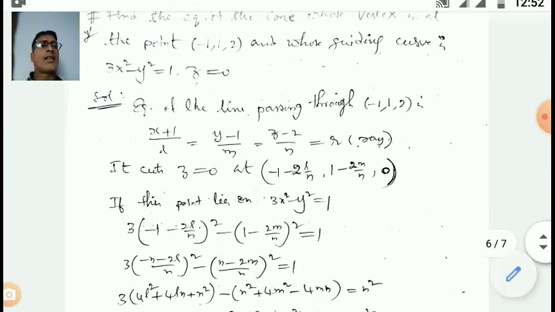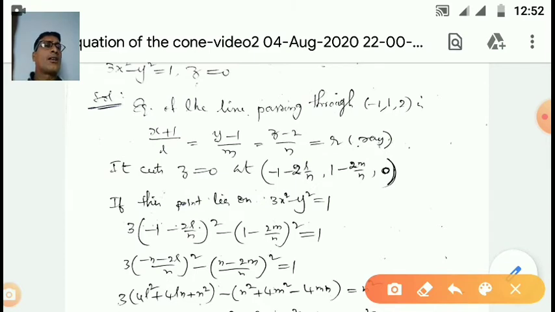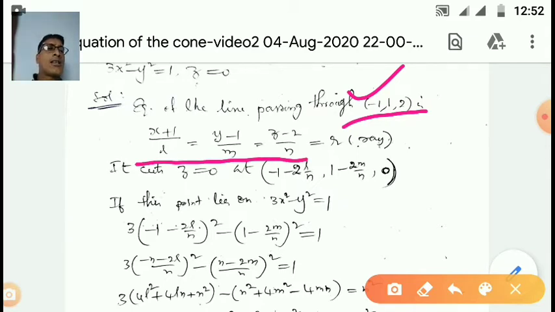So as in the earlier problem, first we find the equation of the generator by using the vertex. Therefore this is the equation of the generator, where l, m, n are the direction ratios of the generator. Since this generator meets the guiding curve, we can take z is equal to 0.